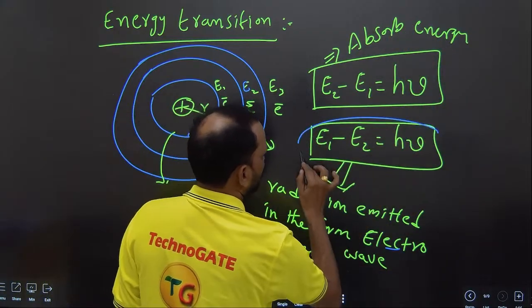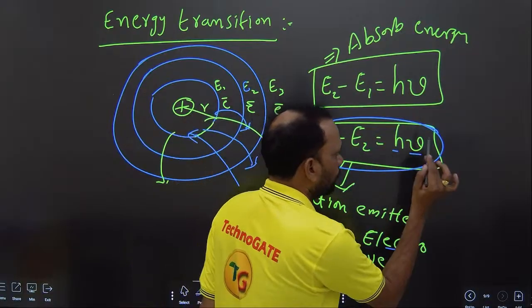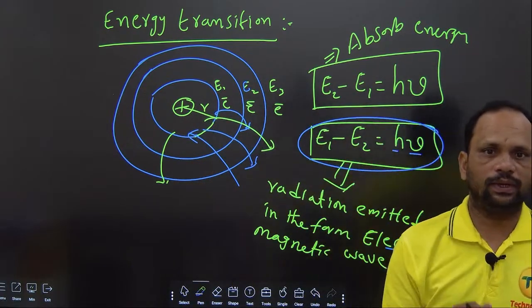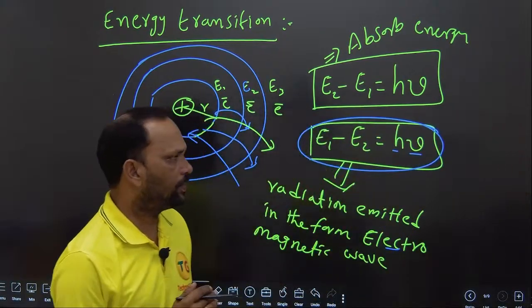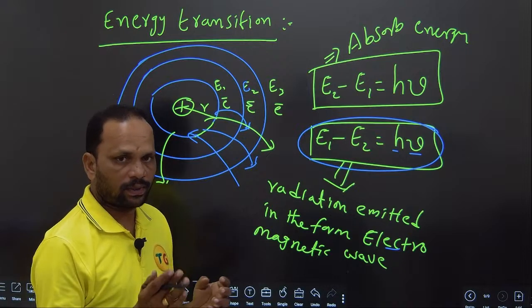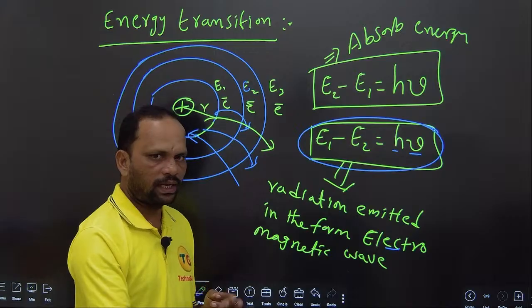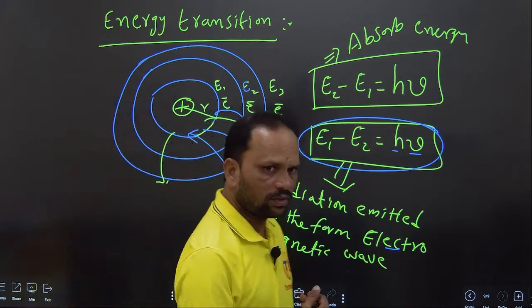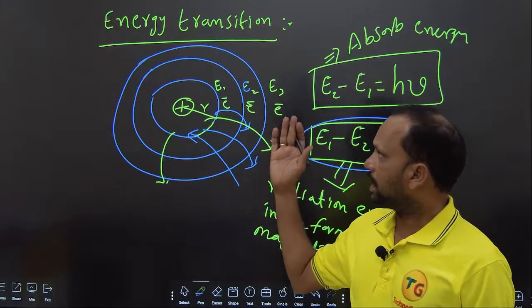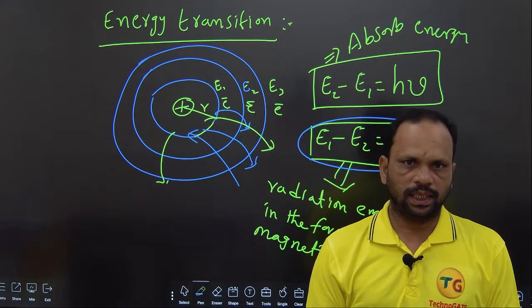So this is the formula: E2 minus E1 is equal to h mu. Here h is the Planck's constant. Mu, you can say, is the frequency. That much frequency is emitted or absorbed while going from higher order to lower order, or lower order to higher order. These are the three rules or three laws proposed by Bohr, right?